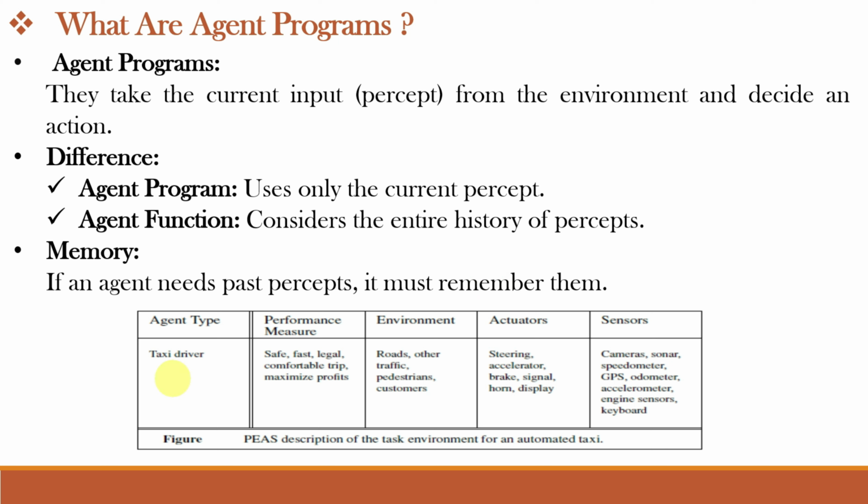For example, if we consider the same example of self-driving car or taxi that we understood in our 10th video class of AI/ML, for driving safely, it requires multiple inputs like from cameras, speedometer, GPS, engine sensors, etc. And for this car, only a single input or percept is not enough. Okay. So we have two concepts, agent program that uses only the current input and agent function that uses the entire history of percepts or inputs.